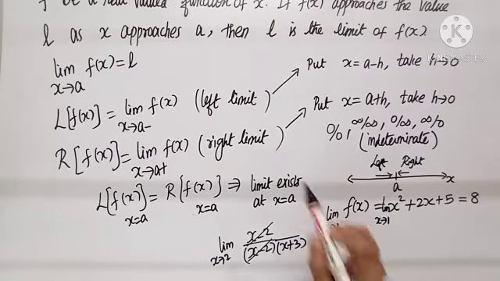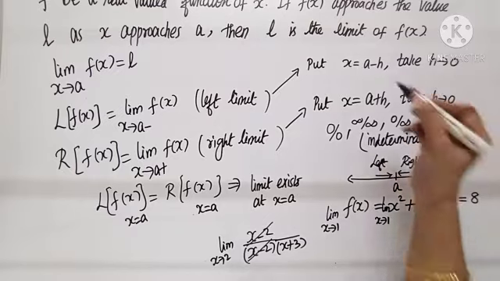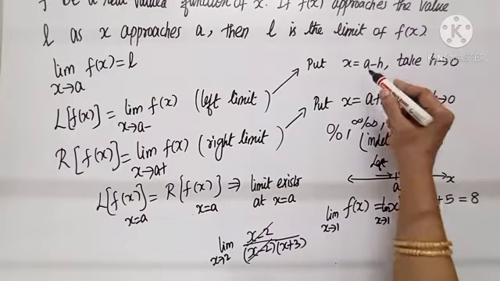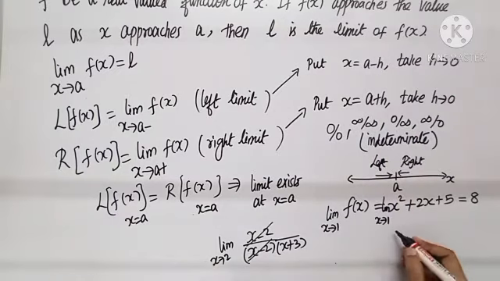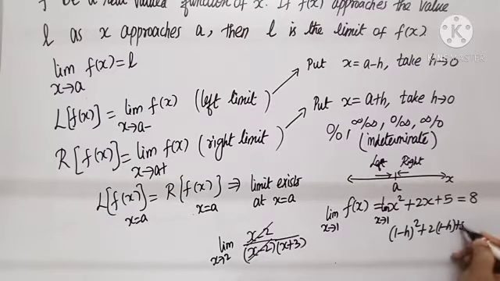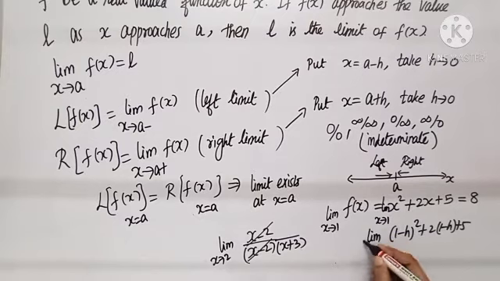Now, suppose you are asked to find left or right limit. What should you do? Wherever x is coming in the question, put a minus h. If my question is x tends to 1, put 1 minus h. Wherever x is coming, put 1 minus h and then put h tends to 0. Expand it, simplify. Finally, wherever h is coming, put h tends to 0 and you will arrive at an answer.